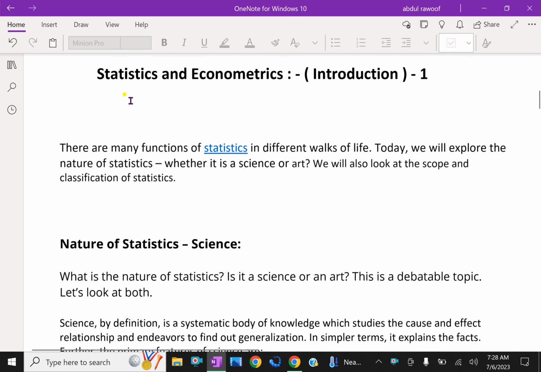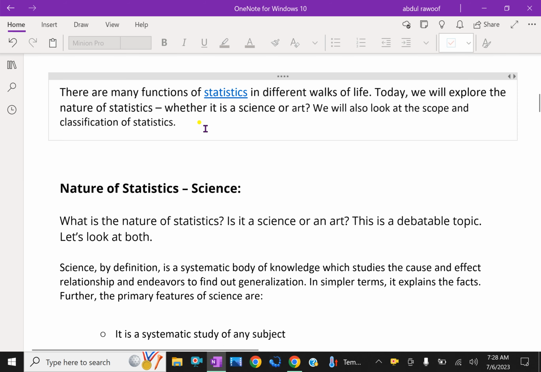Welcome to aminacademy.com. Let us discuss statistics and econometrics, some introduction. There are many functions of statistics in different parts of life. Today we will explore the nature of statistics, whether it is science or art. We will also look at the scope and classification of statistics.